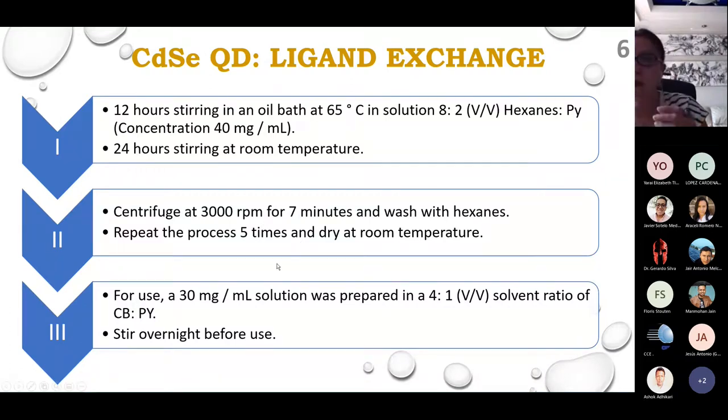With this quantum dot powder, we make a solution. This solution is 30 milligrams per milliliter in a mixed solvent of 4:1 chlorobenzene and pyridine. And before using, we need to stir overnight.